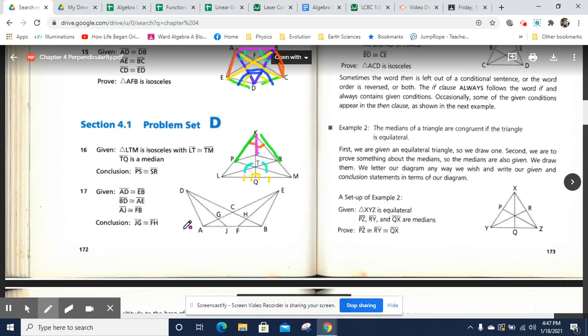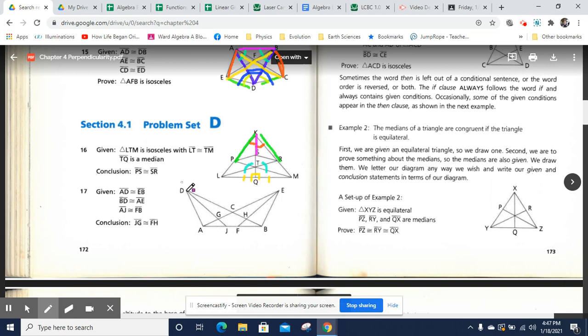So that one takes a few layers, and you can expect problem set D stuff to take some layers. The last one, we're trying to prove that JG and FH are congruent. And to do that, it will probably be best to prove that AGJ and BHF are congruent. And let's see what we have already got.